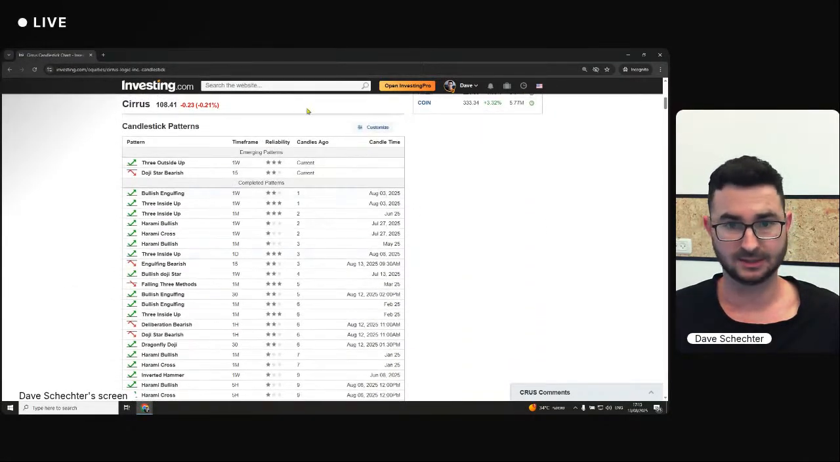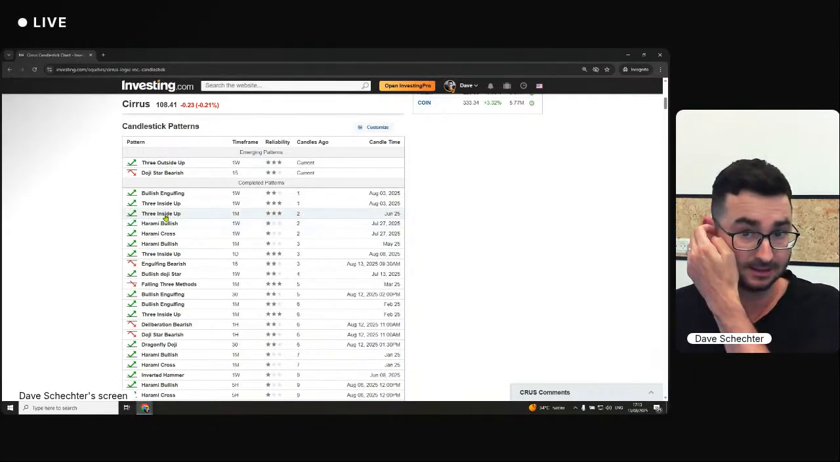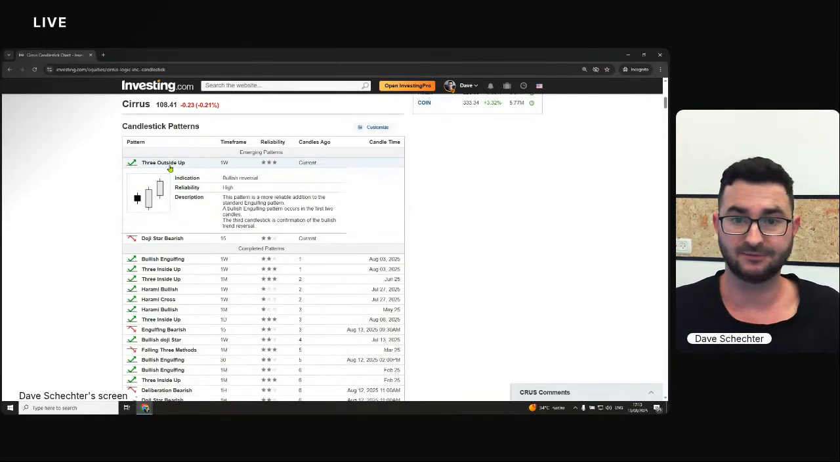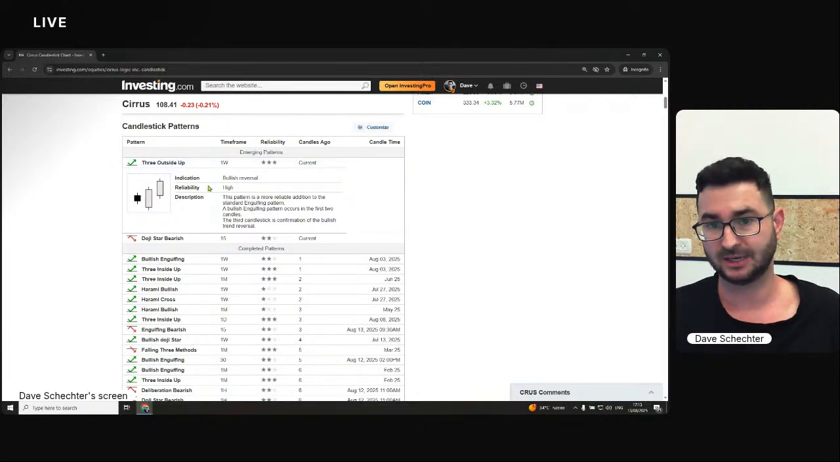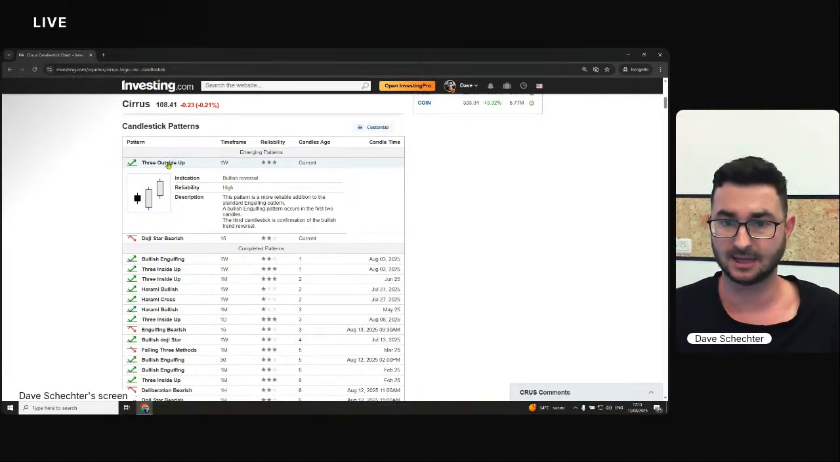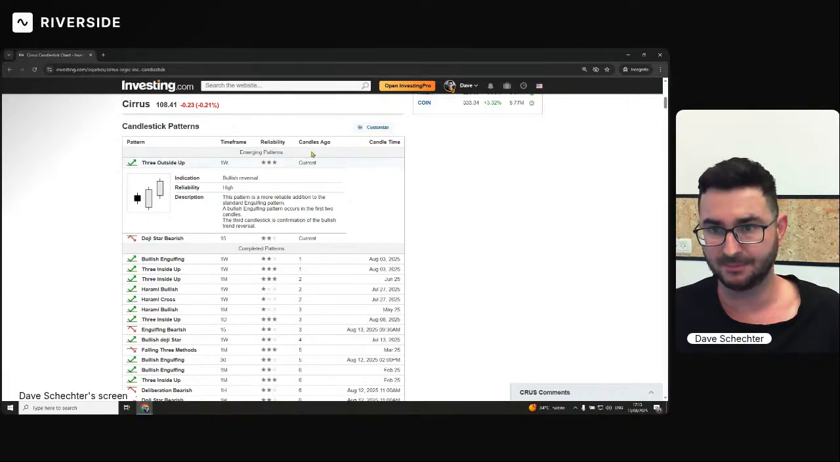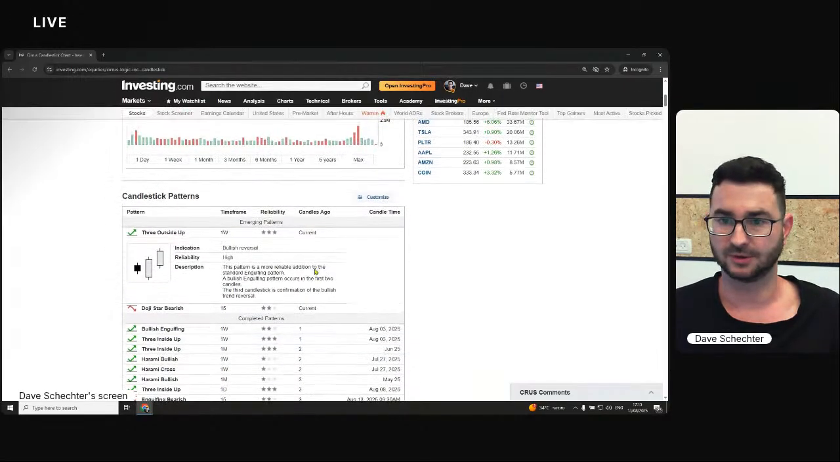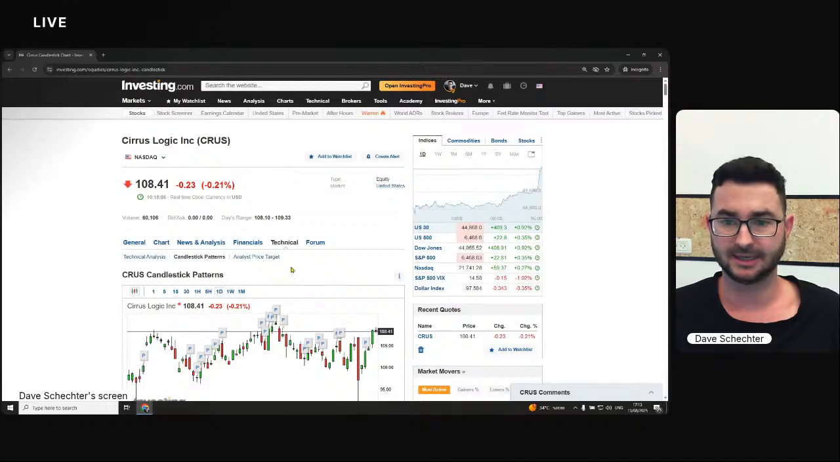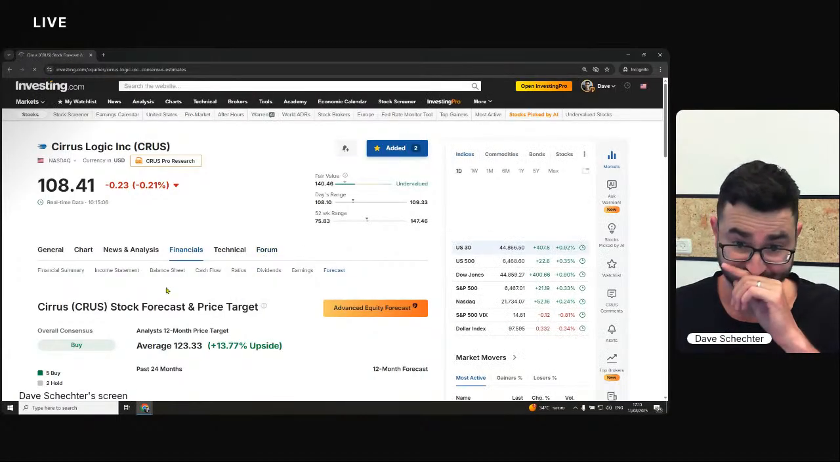It gives you a deep dive onto all of these different types of patterns. And of course, if I wanted to get a description as to what this particular pattern is, then all I need to do is just click on it, and it gives me the time frame, reliability, and so forth. So lots of really good data to click through here.